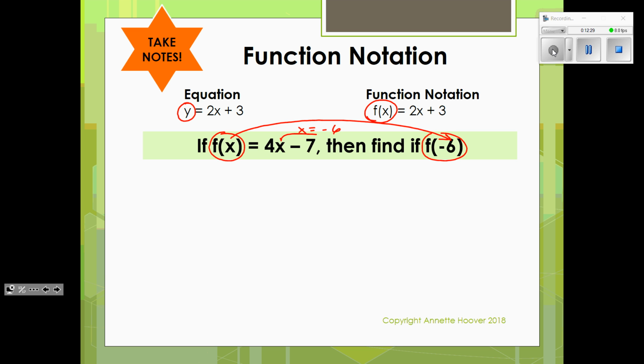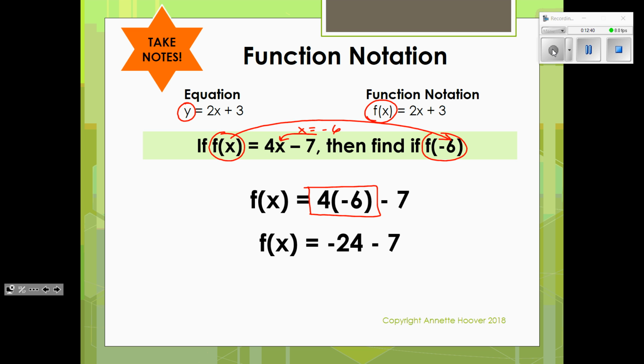So that is what you're going to plug into x right here. So that would be 4 times negative 6. And we do our multiplication first. That would be negative 24. So then you would have negative 24 minus 7. Both are negative. Same signs, add and keep, and it would be a negative 31.